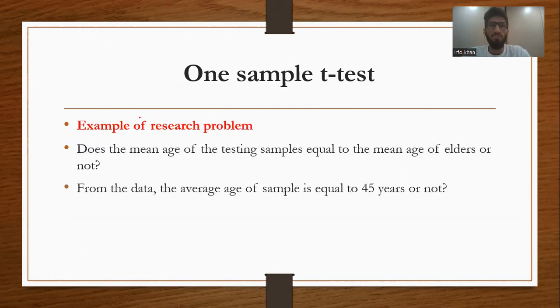Now let's come to the examples. For example, does the mean age of the testing sample equal the mean age of the elderly or not? This will be your hypothesis for the research. From the data that I will explain in the practical session, is the average age of the sample equal to 45 years or not? This is our question. We will do it in our practical class. You have to keep this 45 years in mind.